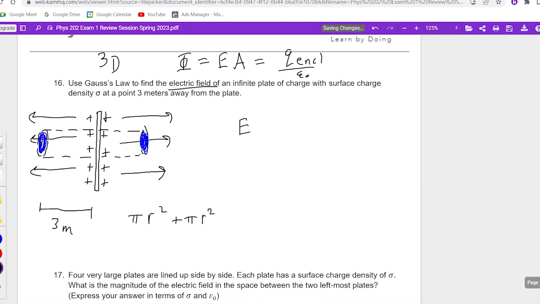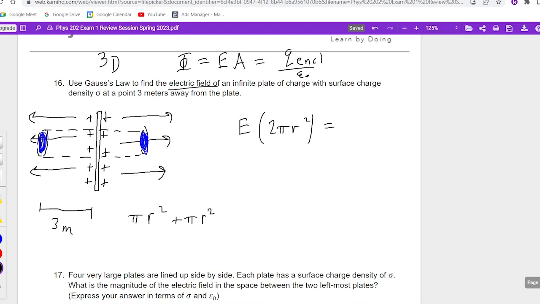The radius I get to make up. It does not matter. It will cancel. I'm going to choose the radius to be lowercase r, because why not? So what I'm saying is it's going to be the area, which is 2 pi r squared, that's the area of the blue shapes, equals the charge enclosed. This is probably the hardest part of the problem.